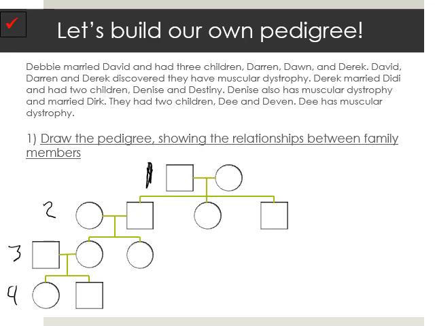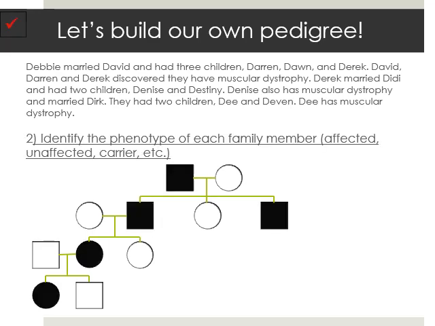So we have to go ahead and shade in Denise's box. Now she married Dirk, and they had 2 kids, Dee and Devin. Dee also has muscular dystrophy, so we would have to fill in her circle as well. So what this should end up looking like is this. Now from here, what we can do is go ahead and figure out the genotype and phenotype of each family member. So remember, if they're filled in, they have the disorder.